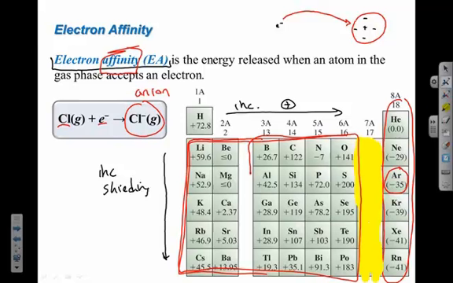So if you have more shielding, adding a new electron, it's not going to be as attracted because of all the shielding repelling it, right? So we add more repulsion for a new electron. So we have a lower affinity for that electron, or a lower electron affinity.